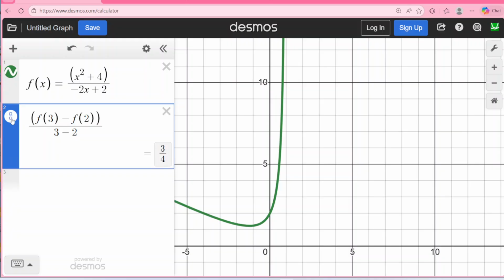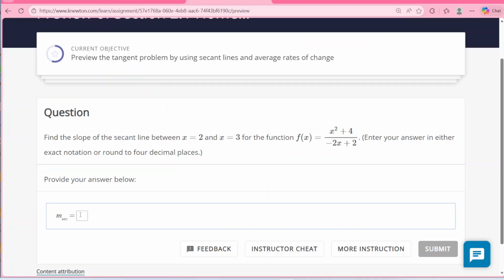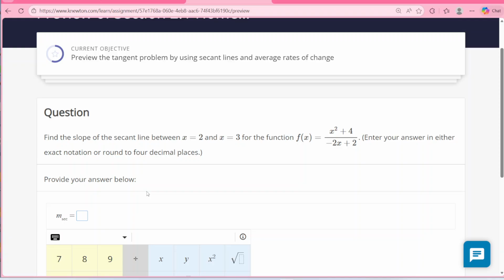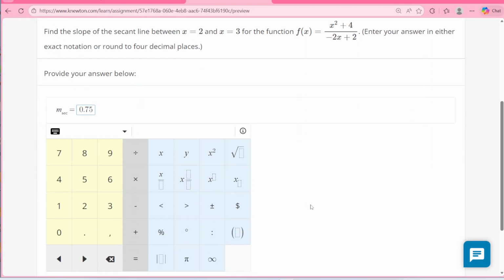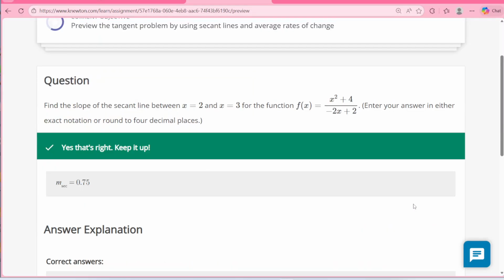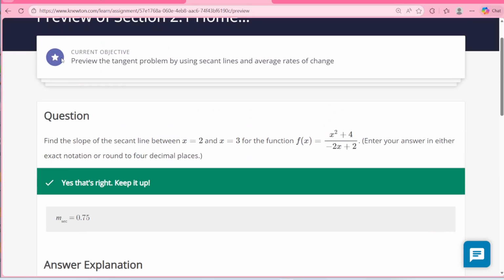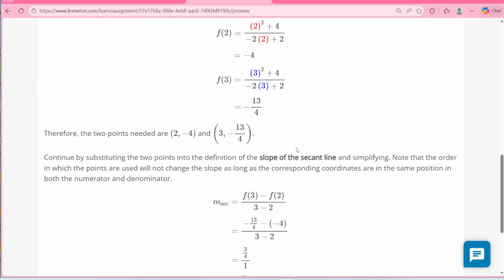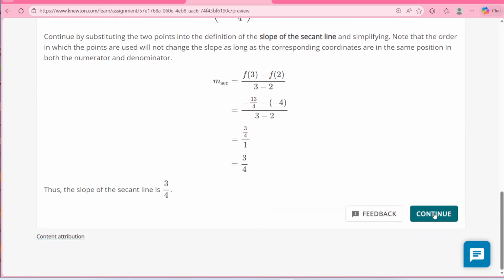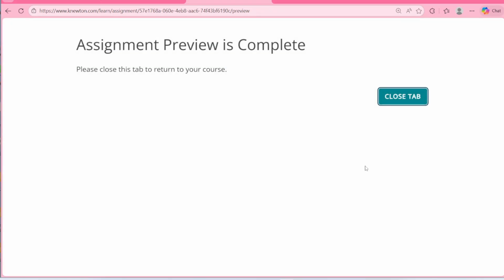You can do that with some values. So I can put in 3/4, or I'll just put in 0.75 as the slope of that secant line, the average rate of change. Great. And then it looks like it's filled in there. So when I hit continue, it should be all done. Those were the only two objectives. So the assignment is complete, or at least the preview is complete.